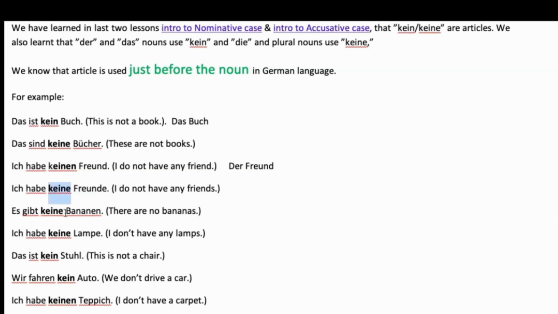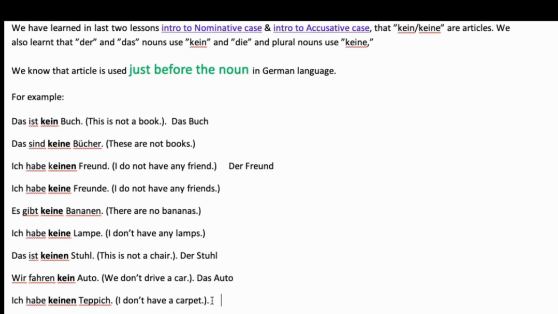Die Freunde, and we write here keine for plurals. Es gibt keine Bananen. That is a plural also, so that's why we write here keine. There are no bananas. Ich habe keine Lampe. I don't have any lamps. Das ist kein Stuhl. This is not a chair. This should be keinen Stuhl because this is a masculine noun. Wir fahren kein Auto. We don't drive a car. Kein I wrote because this is das Auto, a neuter noun. So you can check the table that we have seen in the last lesson about both accusative and nominative. It will become quite clear there. Ich habe keinen Teppich. I don't have a carpet.